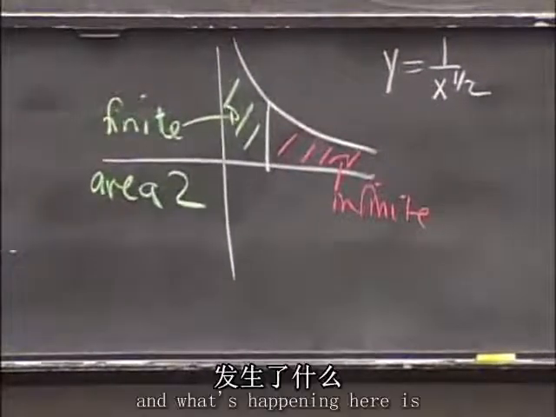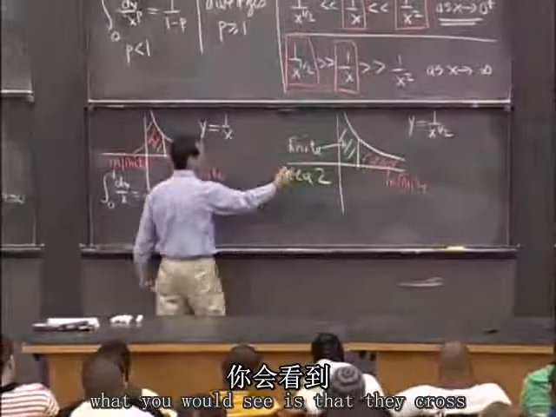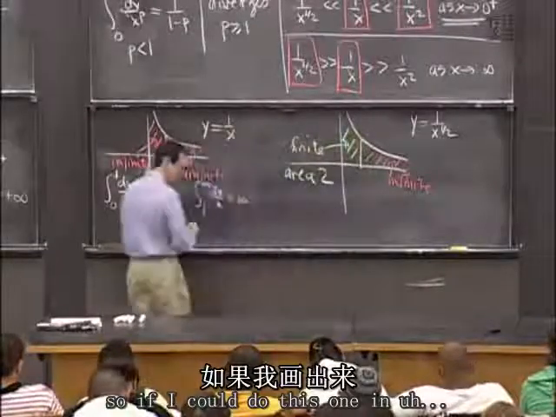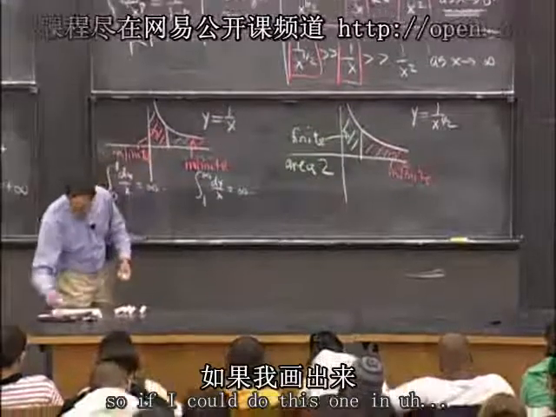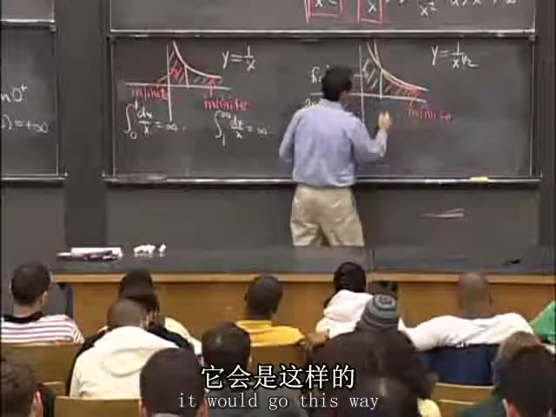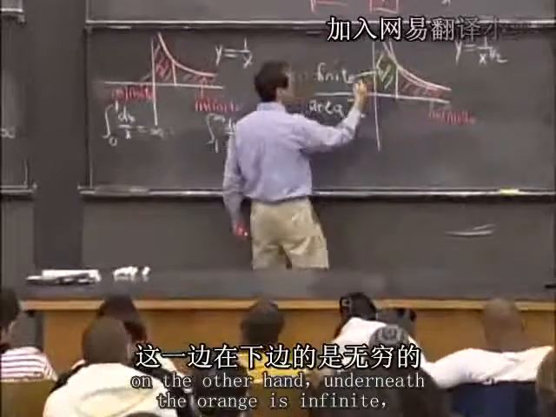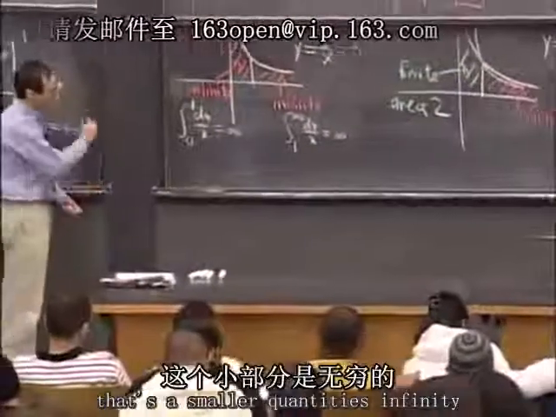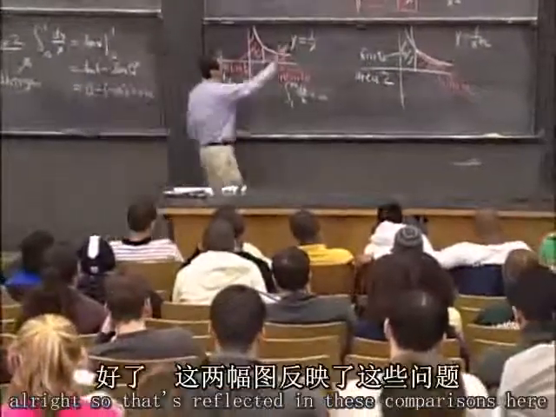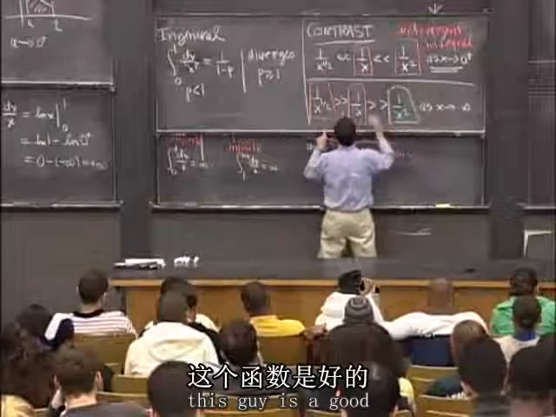And what's happening here is if you superimpose this graph on the other graph, what you would see is that they cross, and this one sits on top. So if I drew this one in, let's have another color here, orange, let's say. If this were orange, if I set it on top here, it would go this way, okay? And underneath the orange is still infinite. So both of these are infinite. On here, on the other hand, underneath the orange is infinite, but underneath where the green is finite. That's a smaller quantity. Infinity is a lot bigger than 2. 2 is a lot less than infinity. All right, so that's reflected in these comparisons here. So if I want to do these in green, this guy is good, and this guy is good.